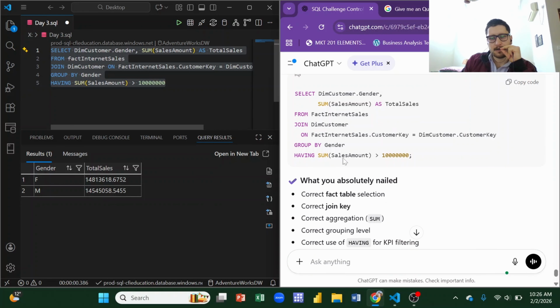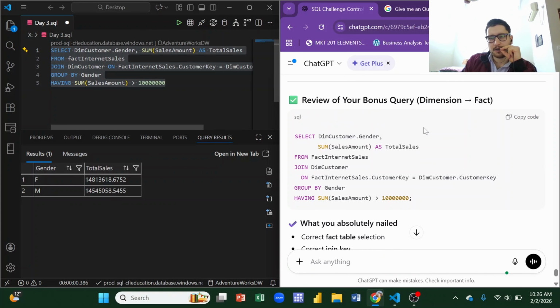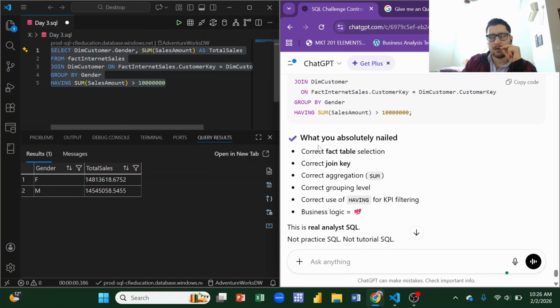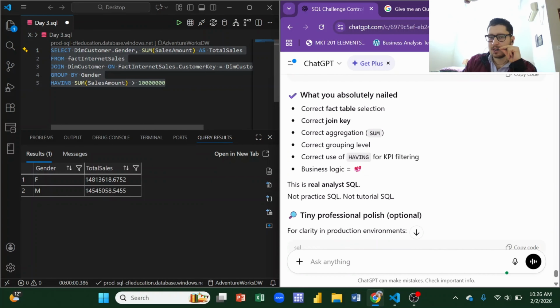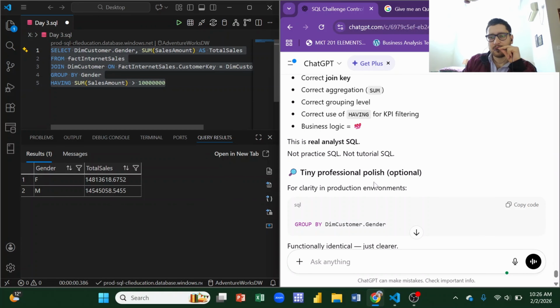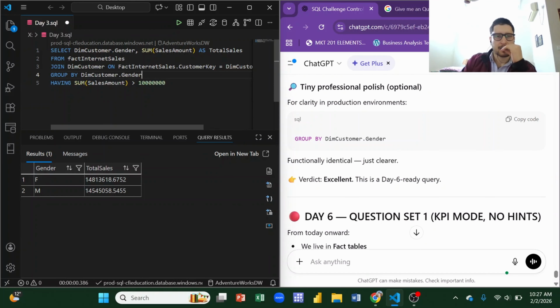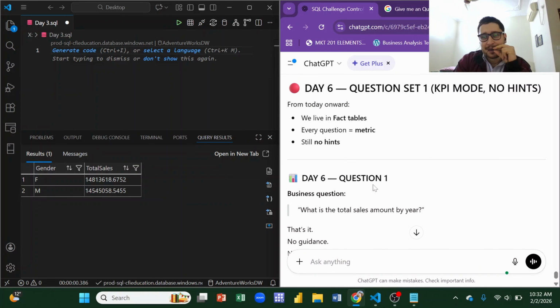Let's do this in this order. Review of my query: we have moved from dimension to fact table. ChatGPT says I absolutely nailed it: correct fact table selection, correct join key, correct aggregation with sum, correct grouping level, correct use of HAVING for KPI filtering, and business logic 100%. This is real analyst SQL, not practice SQL, not tutorial SQL. With some tiny professional polish, that's it. The query is correct, so today we are officially entering day 6, and this was question 1.